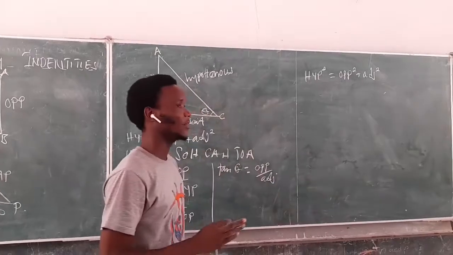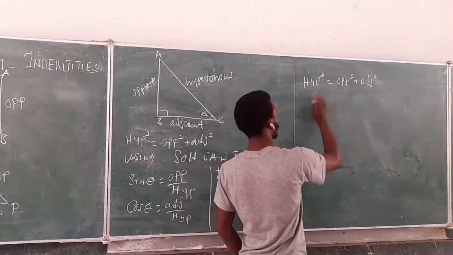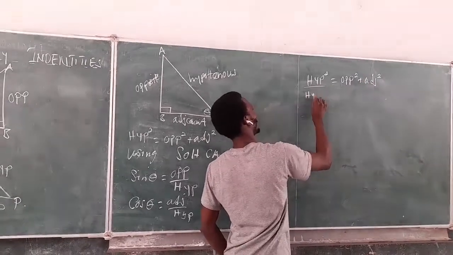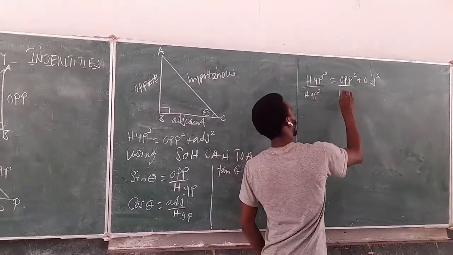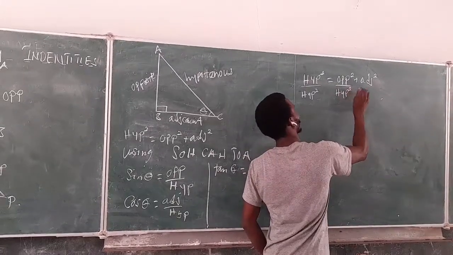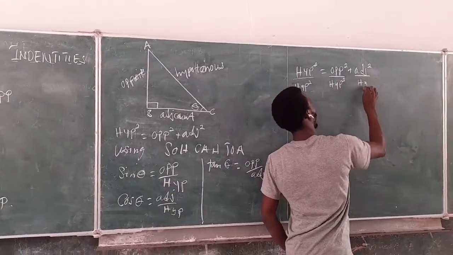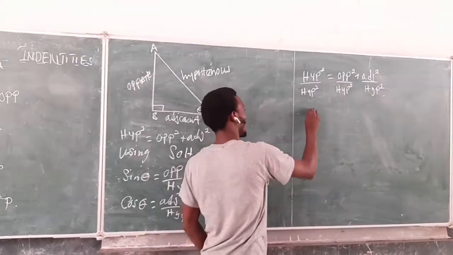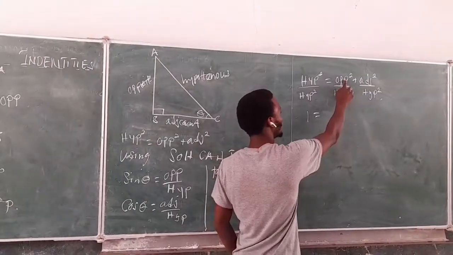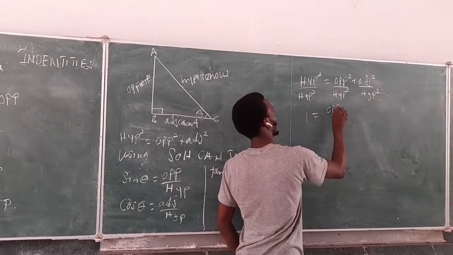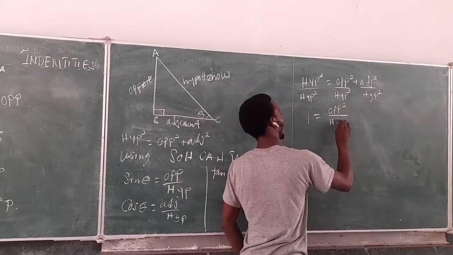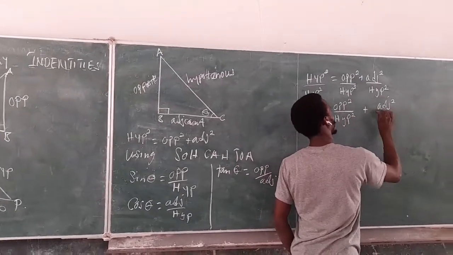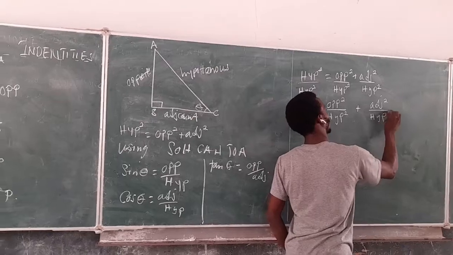Now what will I do here? First of all, I have to divide everything by hypotenuse squared throughout the equation. Okay? So we have hypotenuse squared divided by hypotenuse squared, and this one again by hypotenuse squared. Hypotenuse squared divided by hypotenuse squared is automatically 1, is equal to opposite squared all over hypotenuse squared plus adjacent squared all over hypotenuse squared.